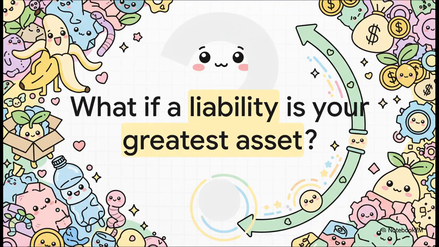So think about this for a second. What if your company's biggest liability was actually its greatest asset? In a natural ecosystem, the concept of waste just doesn't exist. Like literally, the output of one organism is simply food for another organism.